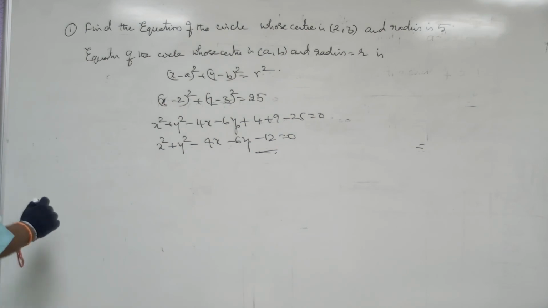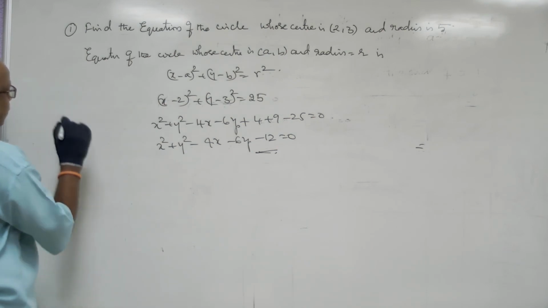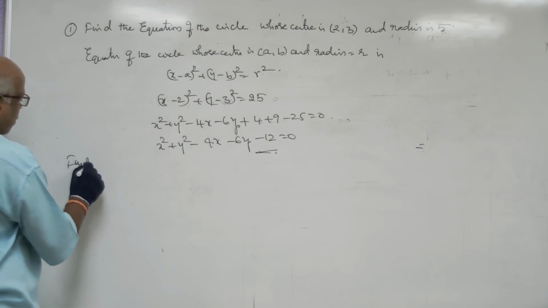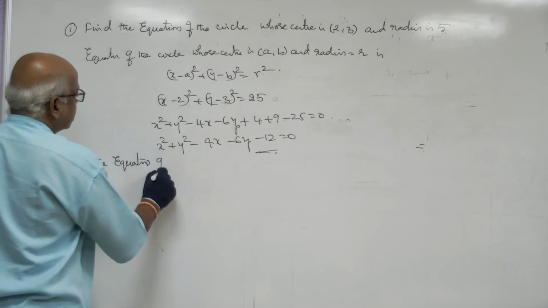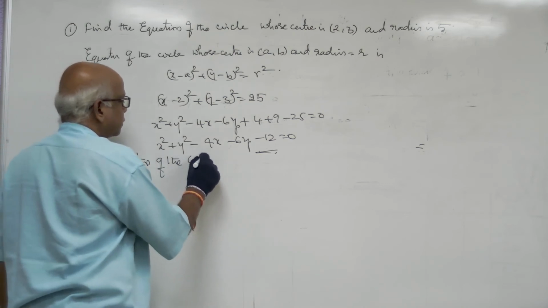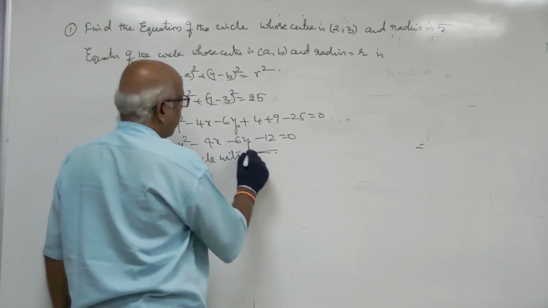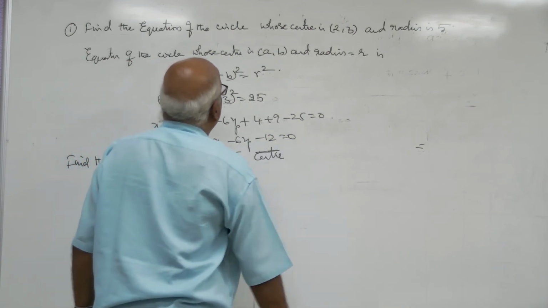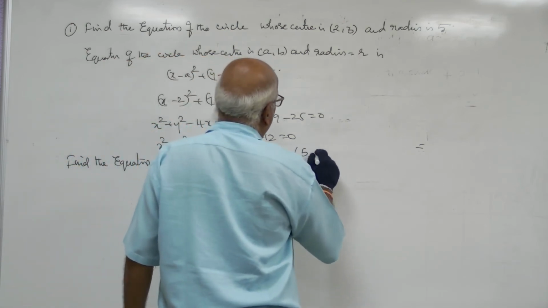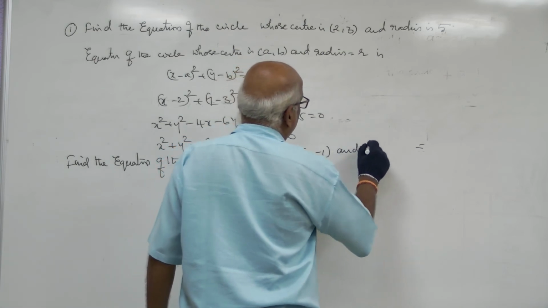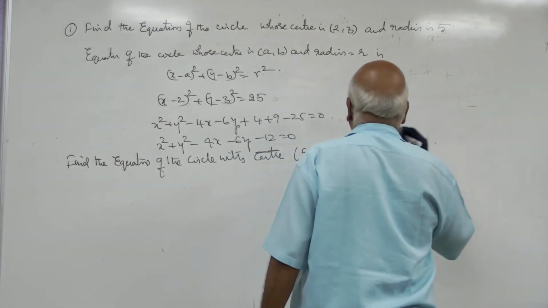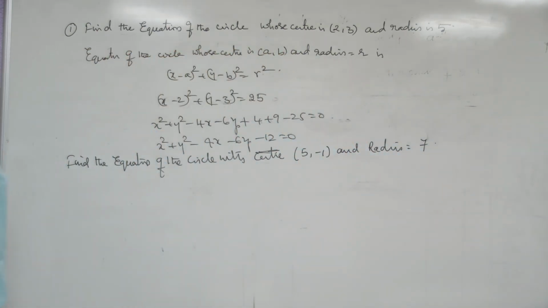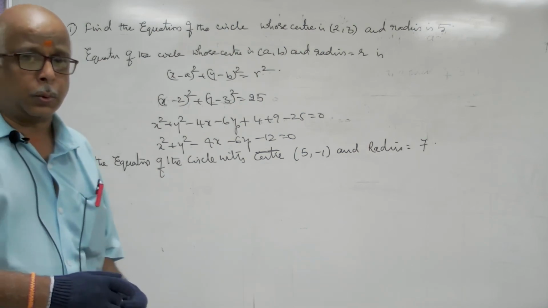Similar to this, you try to solve one problem, that is, find the equation of the circle with center 5 comma minus 1 and radius 7. That problem I am leaving to you to work out.